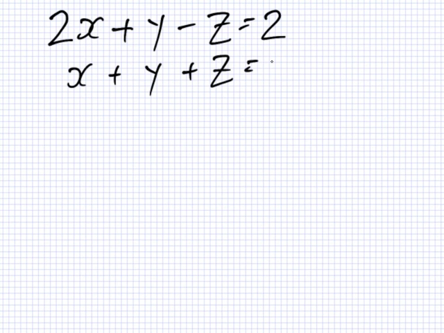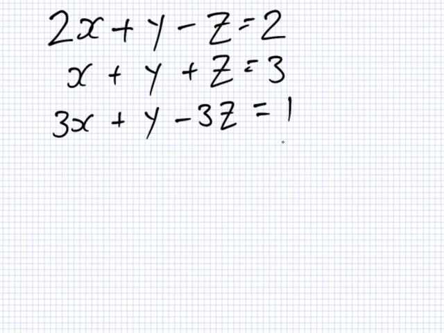2x plus y minus z equals 2. x plus y plus z equals 3. 3x plus y minus 3z equals 1 then. Okay, can you write this one down? Should we write the first one? No, it's okay. We can write this one down as an example then. I'll go a bit slower for this one.